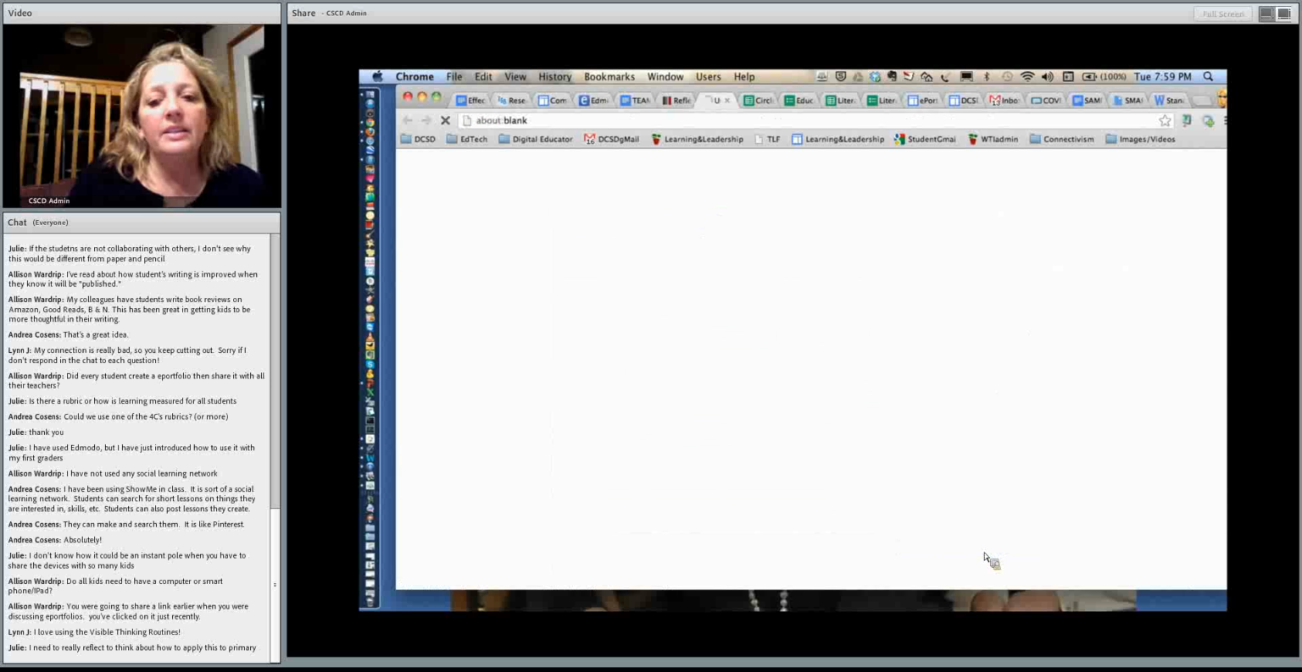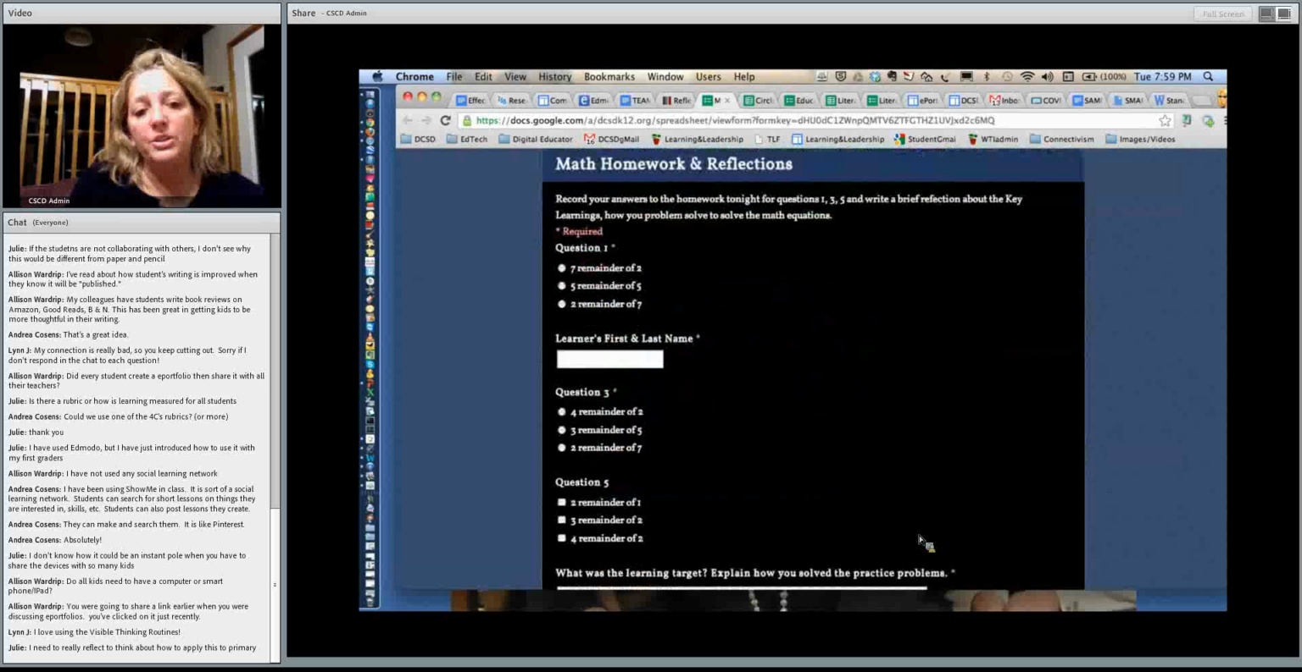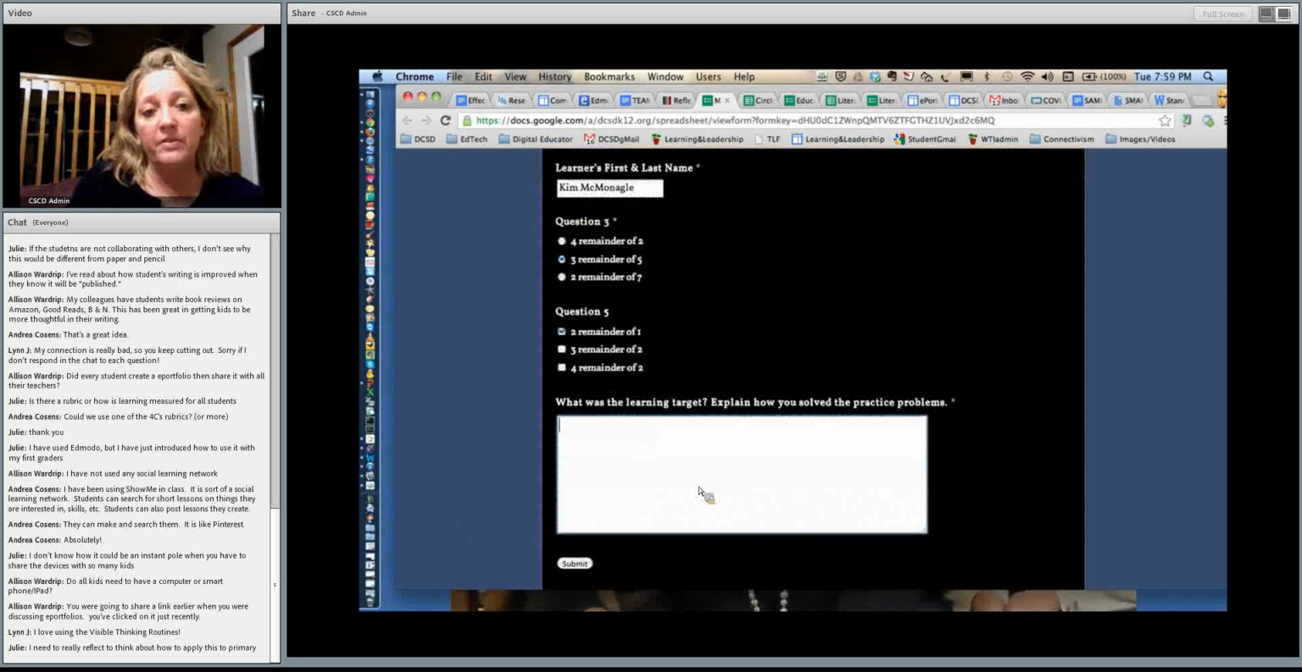This is an example where a teacher did math problems. She said you have 10 math problems, but you're only going to put your answers in for 3 of them. So you're going to come in, put your name in here, and pick your answers, and in this case, this is a lot like formative assessment with clickers, but we're using just a Google form. And this last one's your open-ended question: what was the learning target or the learning outcome for tonight or your assignment, and explain how you solved the practice problems. So we're getting to a deeper level of thinking. We want to check for deeper thinking here.